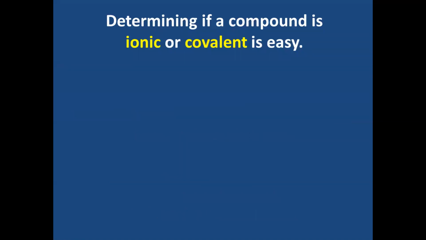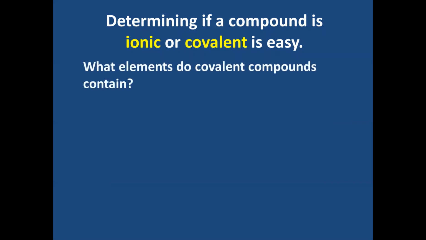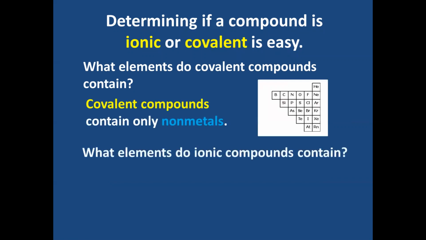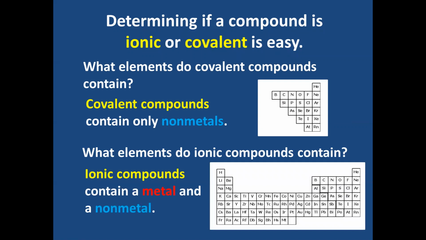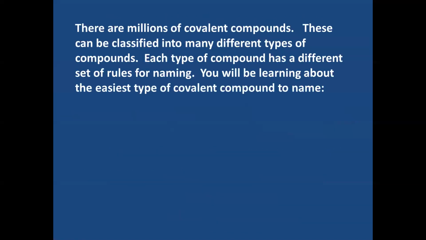Now, when you're naming, you have to determine if it's ionic or covalent, and ionic compounds always have one metal, where covalent compounds contain only nonmetals. So you can make it pretty easily by checking that out. Now, when we're naming our covalent compounds, it is a little bit more involved than our ionic ones. It's because you can make a bunch of different covalent compounds, even with the exact same types of atoms.